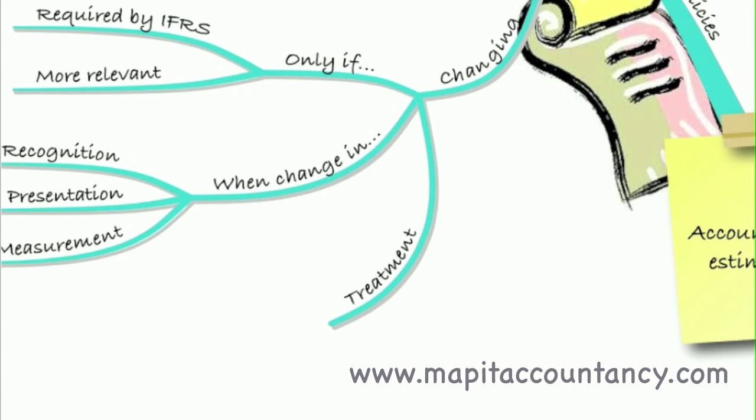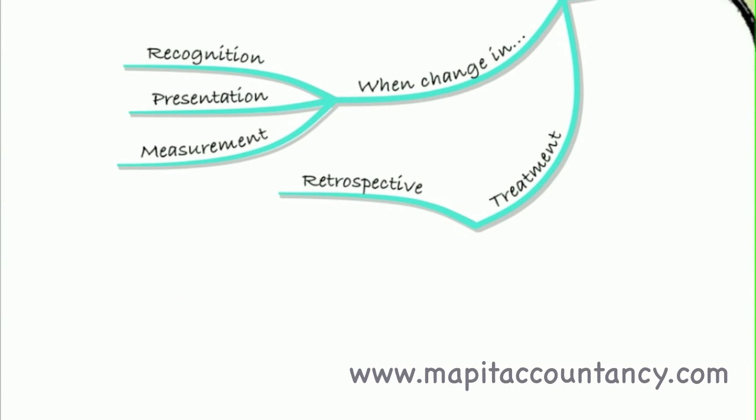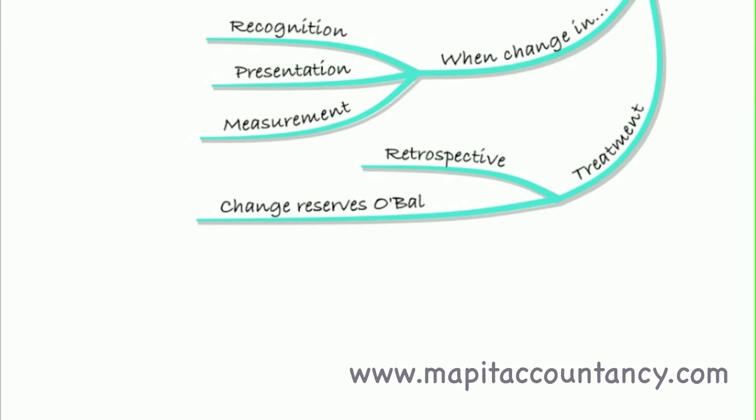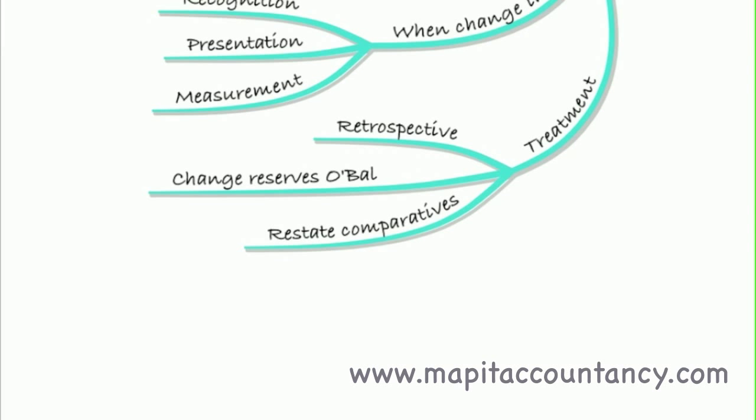The treatment for that will be we need to do it retrospectively. So what we need to do is change the opening balance on our reserves, and we need to change the comparatives for last year. We need to restate last year's comparatives for a change in accounting policy so that we can compare last year to this year.